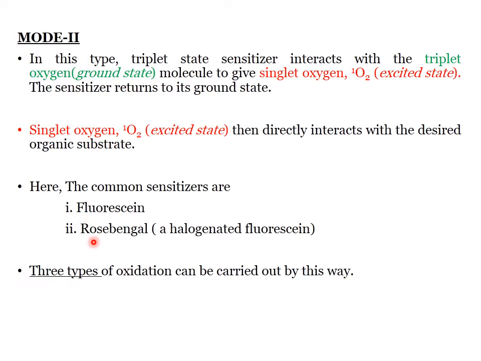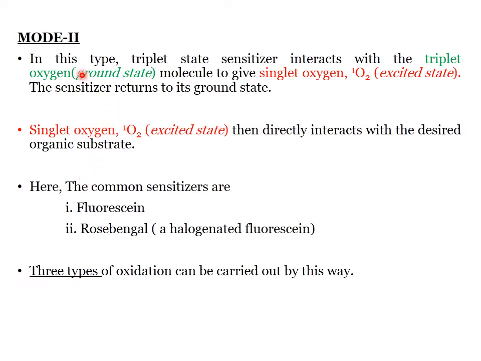Fluorazine and rose bengal both will absorb energy from the visible light, that is low energy radiation. Visible light cannot excite your starting material, that is organic substrate. To avoid complexity only, we are going to take fluorazine and rose bengal, and by absorbing energy from the visible light, this fluorazine or rose bengal will transfer its energy to ground state oxygen. Then the ground state oxygen will attain excited state, and it can comfortably interact with your organic substrate.